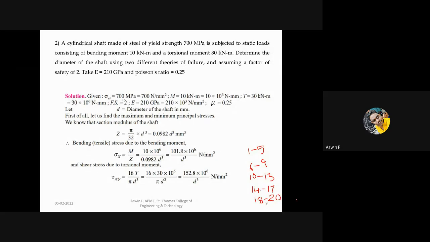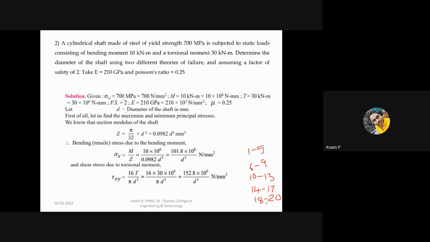Okay, these are the batches you need to do. First batch should do principal stress theory, second batch should do shear stress theory, third batch should do principal strain theory. Fourth batch should do distortion energy theory, and last batch should do maximum strain energy theory. According to these theories, you need to find the diameter.